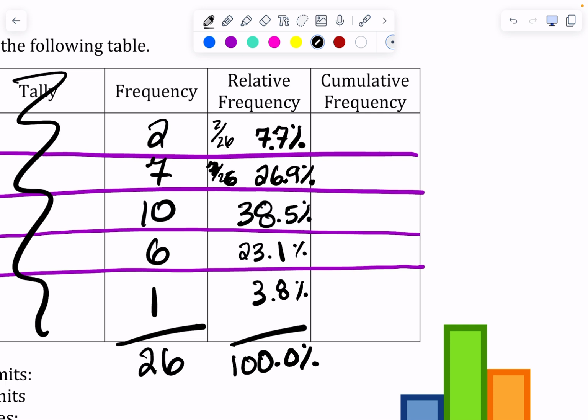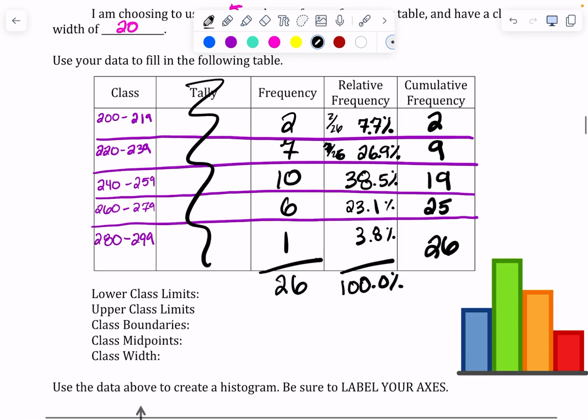Okay, how do I do cumulative frequency? 2. 2, 9, 9. How'd you get 9? 2 plus 7. Then 19, 25, and 26, right? Accumulating every time. There's your cumulative frequency.